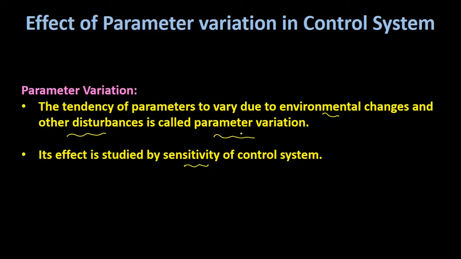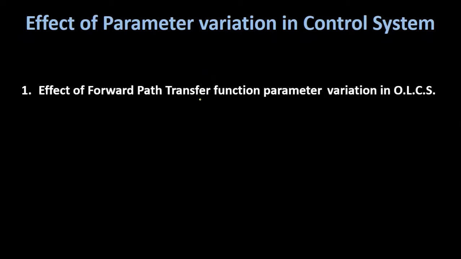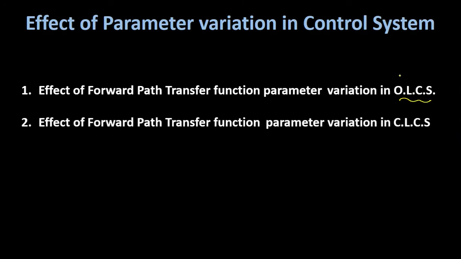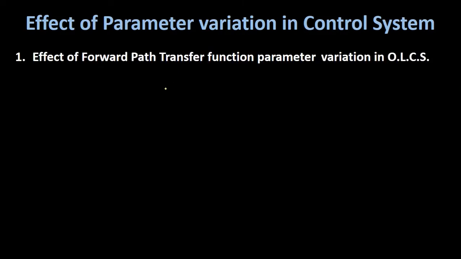We have already studied two parameters of the control system, that is G(s), which is the forward path transfer function, and H(s), which is the feedback path transfer function. In this lecture we are going to study the effect of forward path transfer function G(s) variation in the control system. First we are going to study the effect of forward path transfer function parameter variation in open loop control system. Then second we are going to study the effect of forward path transfer function G(s) parameter variation in closed loop control system. First is the effect of forward path transfer function parameter variation in open loop control system.